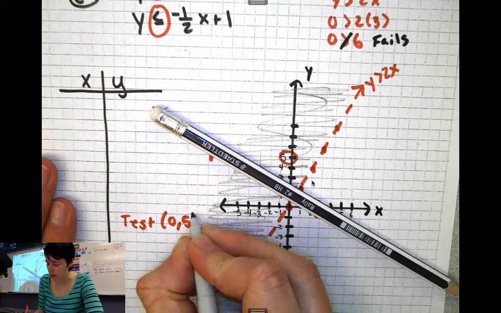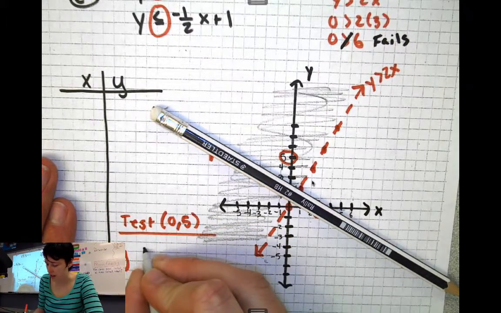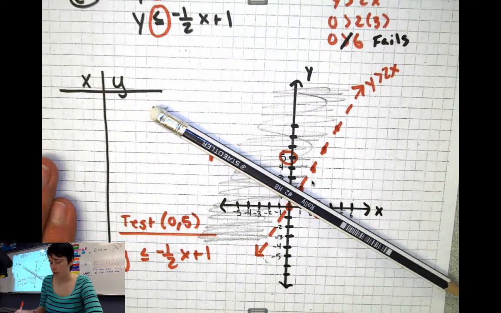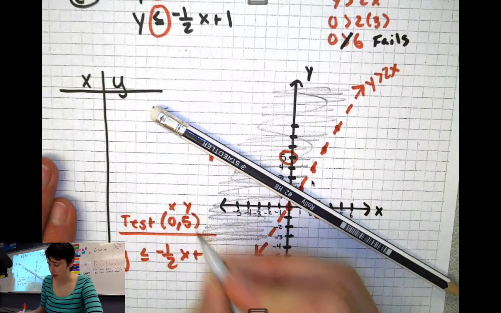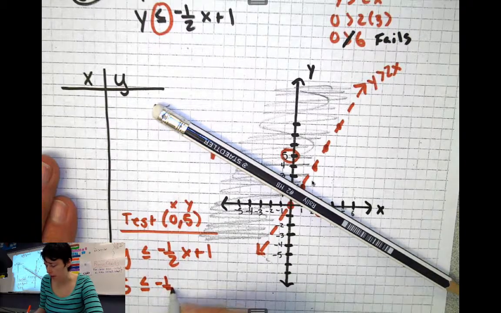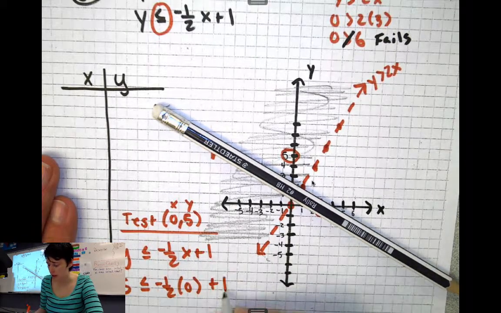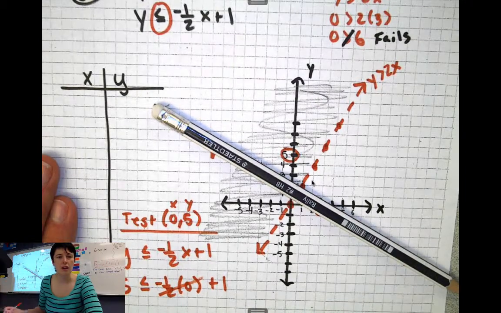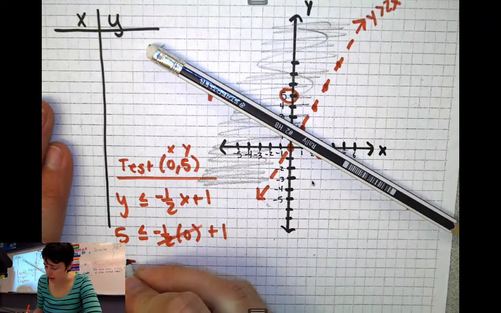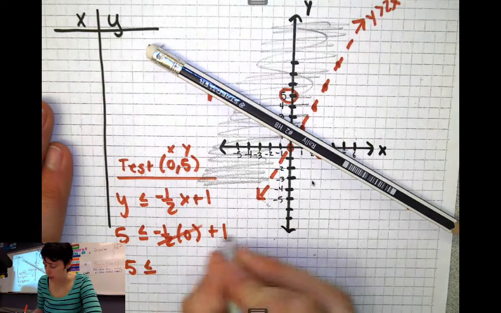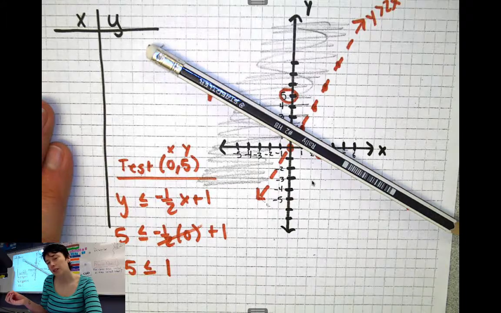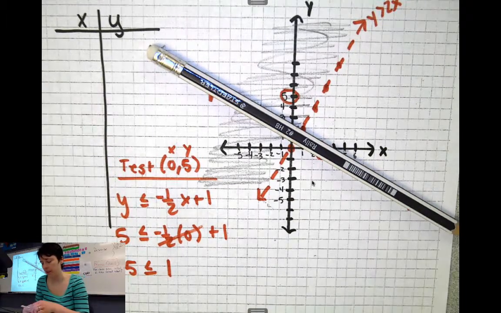And we're going to test it in this y is less than or equal to negative 1/2 x plus 1 rule. So x and y is 0 and 5. I'm going to do 5 is less than or equal to negative 1/2 times 0 plus 1. 1/2 times 0 is 0. So I'm left with 5 is less than or equal to plus 1, so 1. So is 5 less than 1? No, of course not. No, 5 is not less than 1.